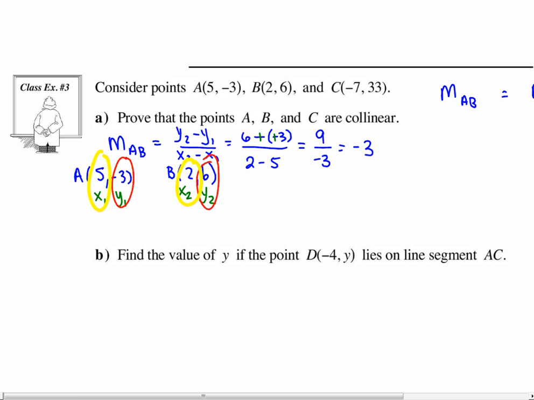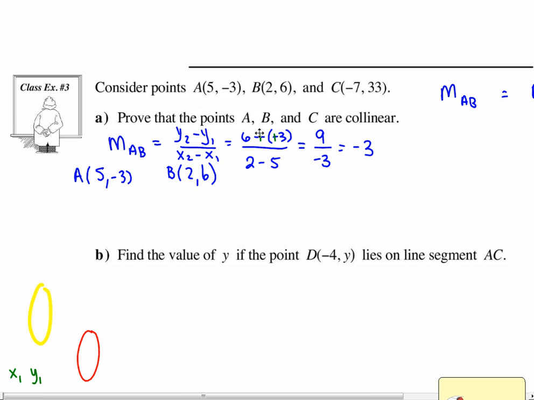Now we need to find the slope of BC. I'm just going to get my eraser or remove some stuff. Let's move this out of the way. Okay, now let's find the slope of BC.